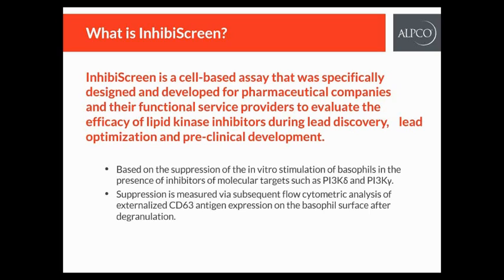The way that this assay functions is based on the suppression of the in vitro stimulation of basophils in the presence of inhibitors of molecular targets such as PI3 kinase gamma and PI3 kinase delta. Suppression is measured by flow cytometric analysis of externalized CD63 antigen expression on the basophil cell surface after degranulation.